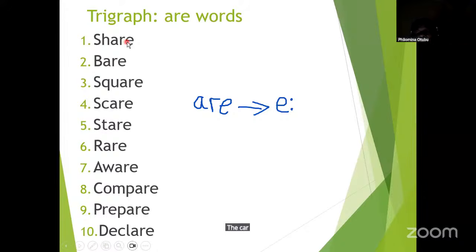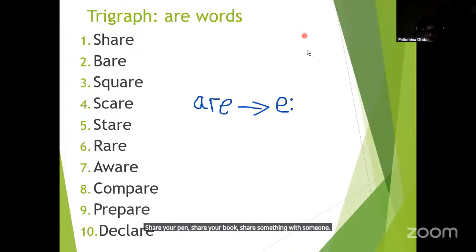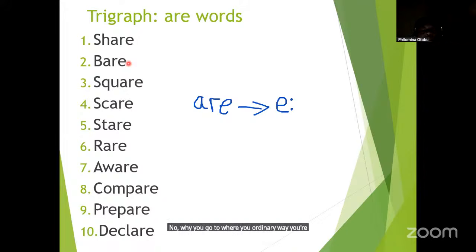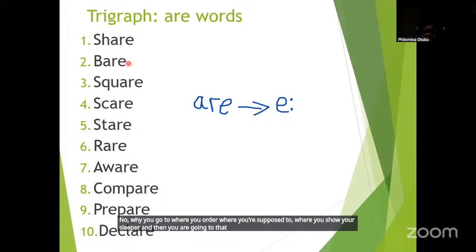Now share simply means to share something with someone. Maybe share your pen, share your book, share something with someone. Then bear, to walk without shoes. When you go to where you're supposed to wear your shoes or slippers, and then you are going to that place without shoes, they say, "Oh, why are you walking barefooted?" That means you're going somewhere and you do not wear shoes or slippers.